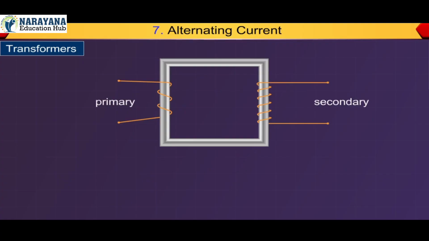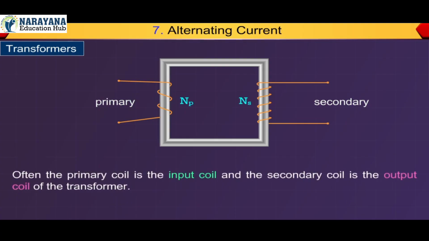One of the coils, called the primary coil, has NP turns. The other coil is called the secondary coil. It has NS turns. Often the primary coil is the input coil and the secondary coil is the output coil of the transformer.